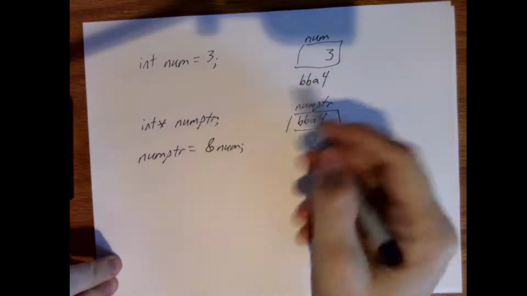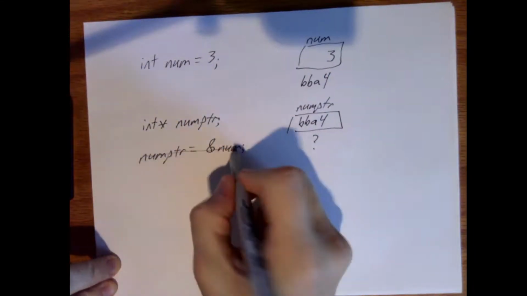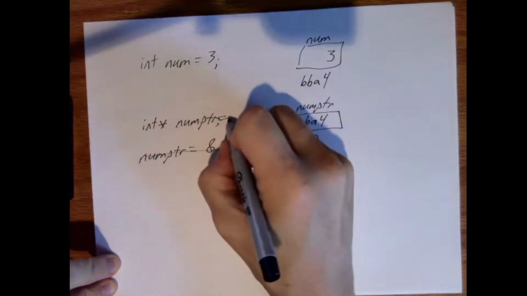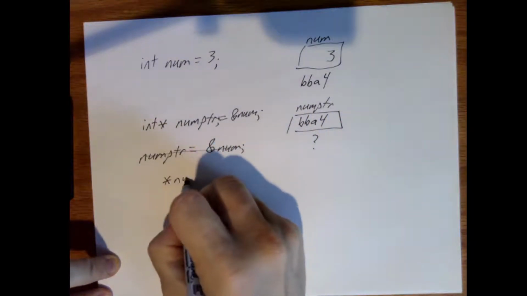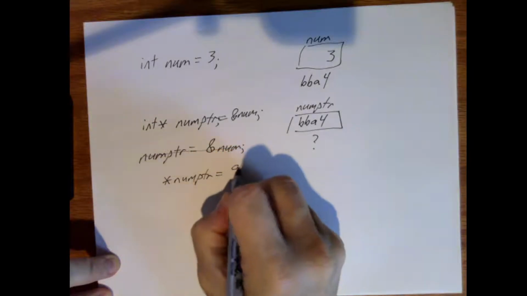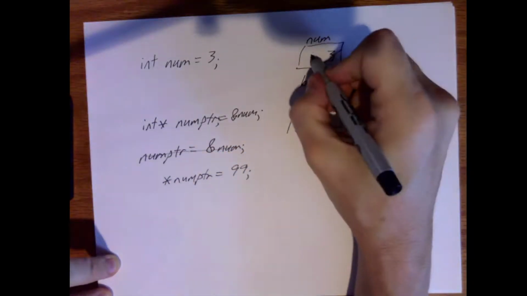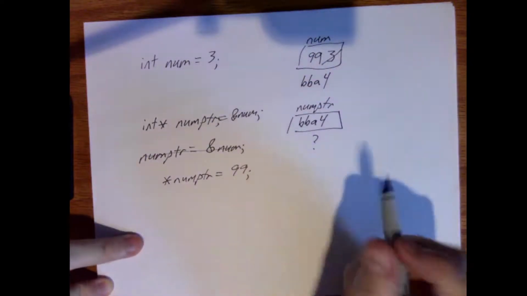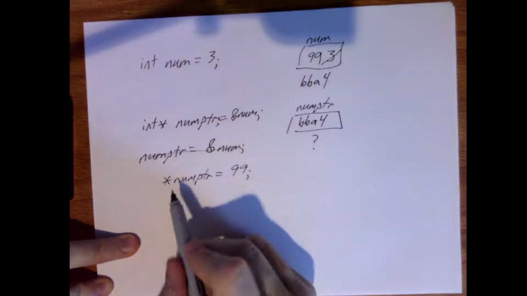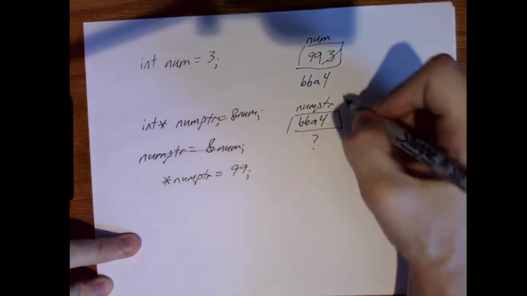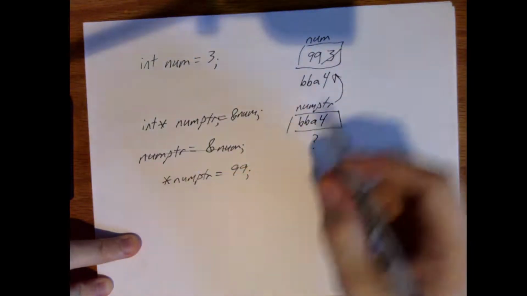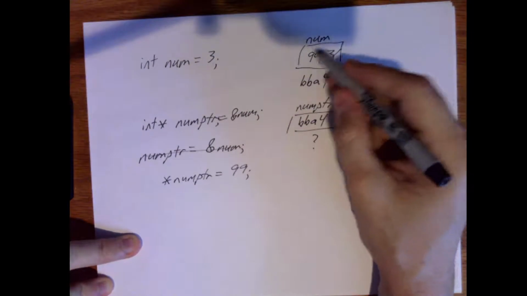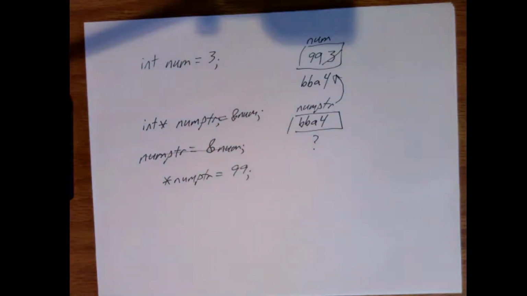So let's assume I did basically the same things, except now when I wrote int star num pointer equals ampersand num, I gave it this right here. And then when I write star num pointer equals 99, now replace the 3 with the 99. So I could have said num equals 99 to get that result, or star num pointer to get that result, because my pointer points at this memory address because that's what's stored there. And star num pointer lets me work with that address. That's what's going on.